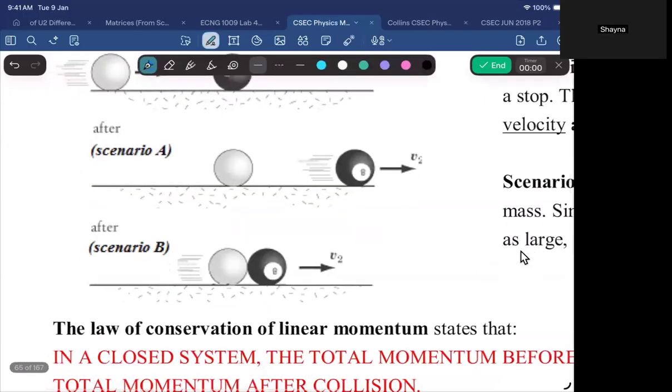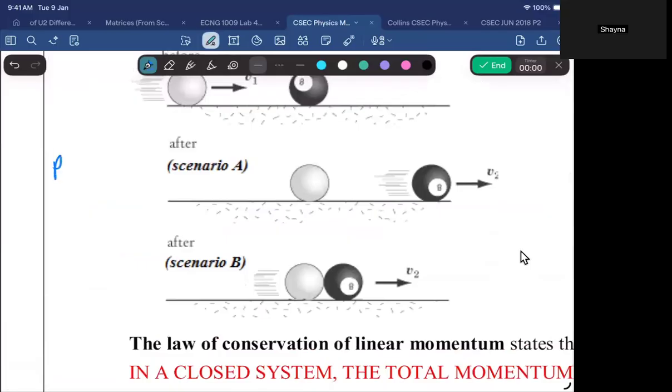Let me just do some quick maths. P is equal to mv. Let's just say we had a mass of 10 and a velocity of 5. The momentum here would be what? 50. Let me just say we had a mass of 5 and a velocity of 5. What would the momentum be?